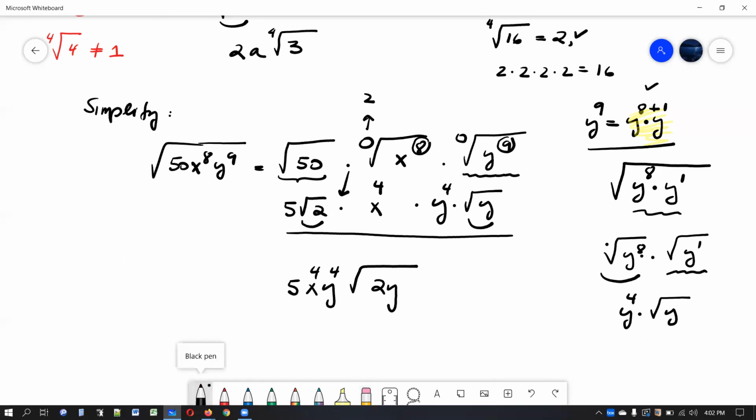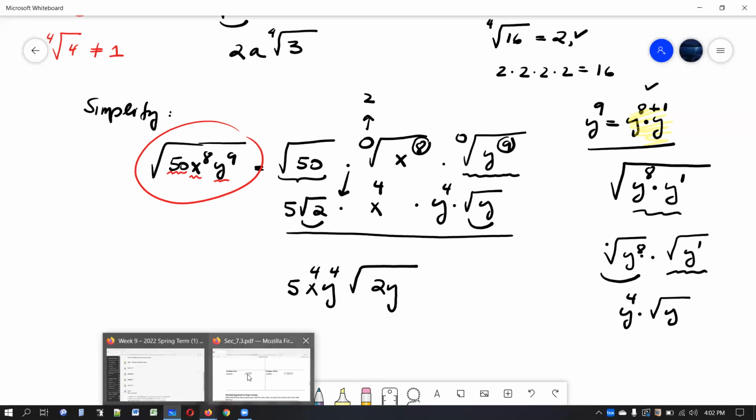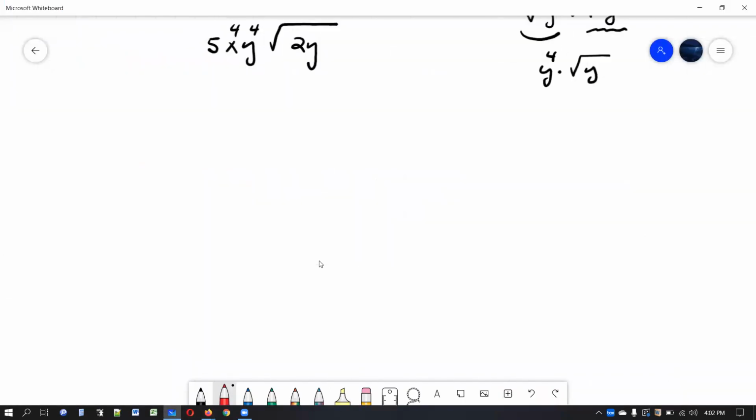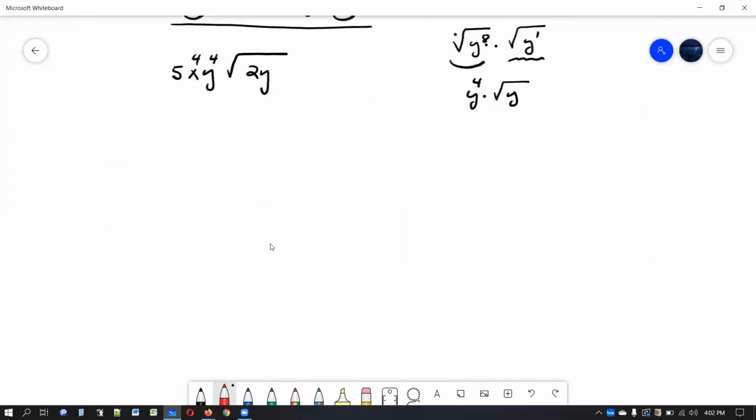Okay, so this is, I would say, a typical problem that you might see on a homework, and especially on an exam. Something with a number and possibly multiple variables that you have to do this kind of simplification to get the final answer. Okay, so let's do one more. We can do the last one. So let's do the last one, which is the cubic root of minus 16, the cubic root of minus 16.